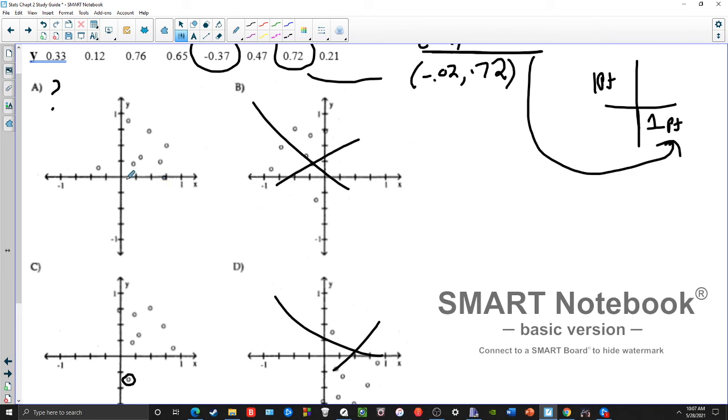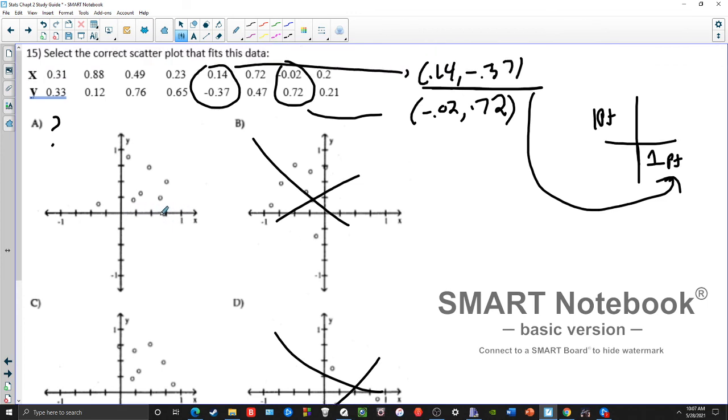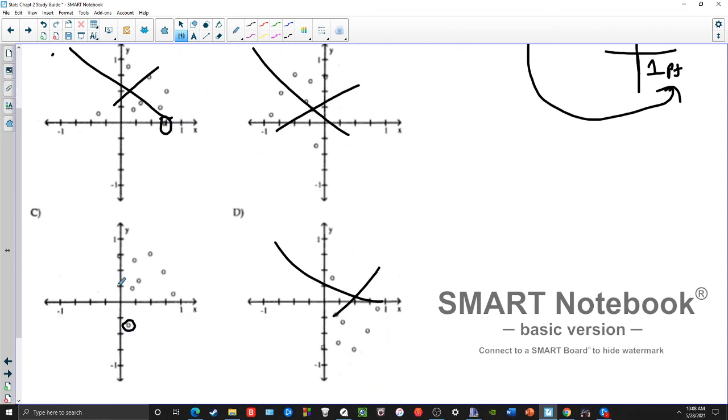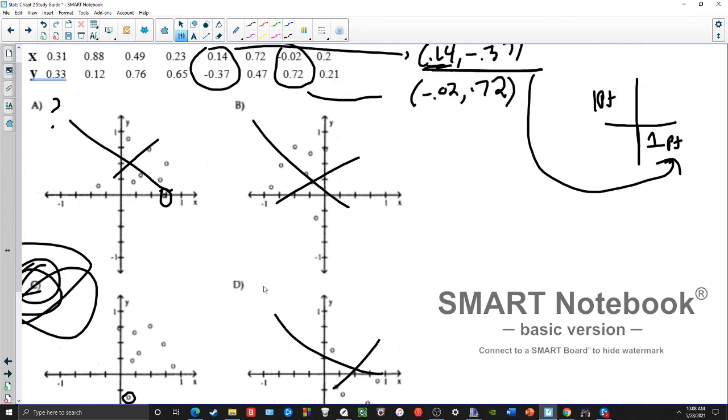Well, hold on. This is way far out for 0.14, right? 0.14 should be pretty darn close to 0. This is halfway to 1 almost. So this one probably can't work because this point is not at 0.14. It's probably at 0.5 something. Again, it's almost halfway to 1. So this is the best option we have. Part C here, letter C. This is our answer here.